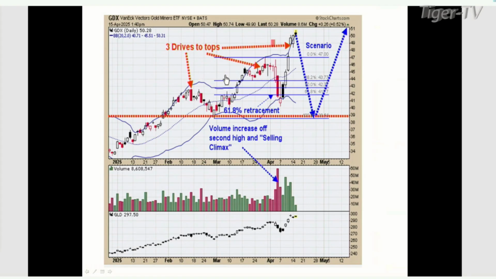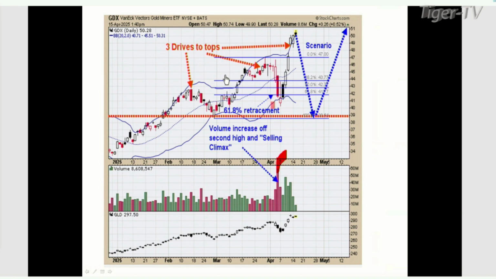This is a 3 drives at top pattern. You have a high here, you got another high here, and you get a high here. But what's important, how to identify this pattern, is on the pullback of the second high. It has to increase in volume. It has to be at least a 61.8% retracement. If it meets those criteria, which it did, there's the volume, and actually we kind of had a selling climax here on this day right here because the volume just skyrocketed up.